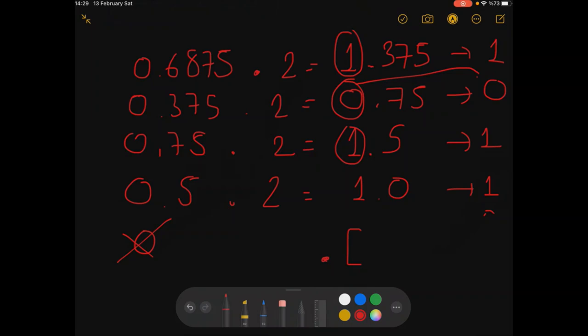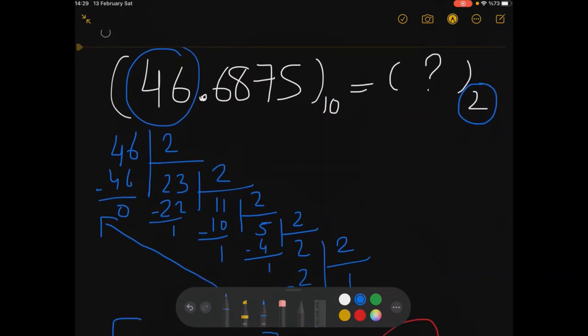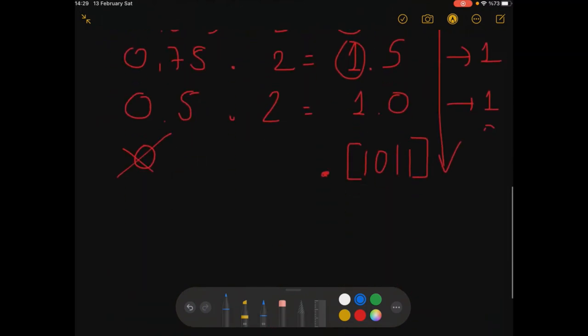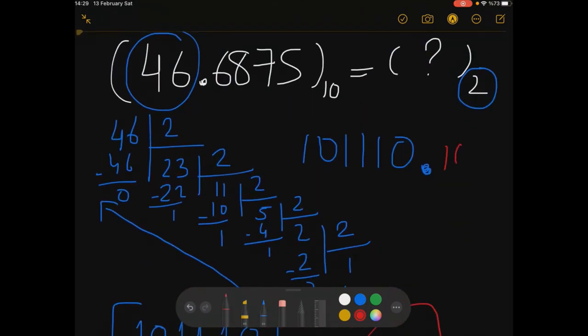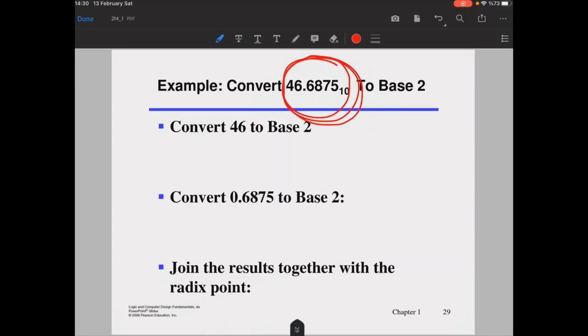Point. Now, the order is like this again: 1, 0, 1, 1. This is your fraction part. Now combine it with this one, and the result will be what? 1 0 1 1 1 0 radix point, and the fraction part is 1 0 1 1. This would be your answer in base 2. So this is what we did here.